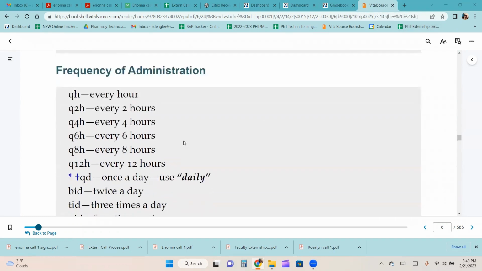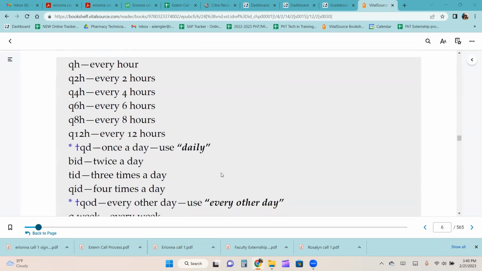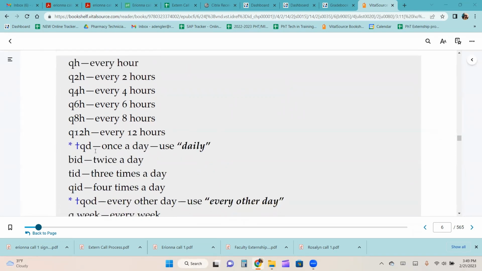Frequency of administration, so QH means every hour. So just as a general rule, Q means every. So then we have every hour, every 2 hours, every 4 hours, every 6 hours, every 8 hours, every 12 hours. And then we have once a day, which is QD, which they're saying we should write as daily. But like I said, study the actual SIG codes.